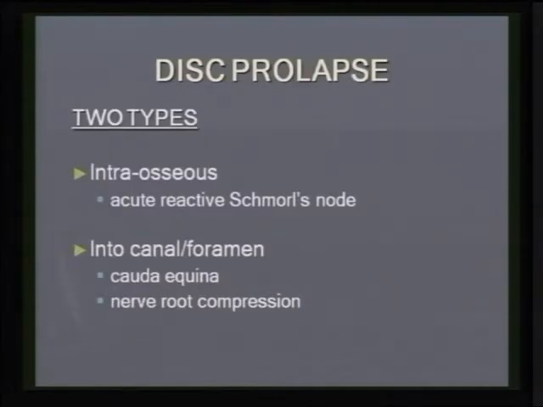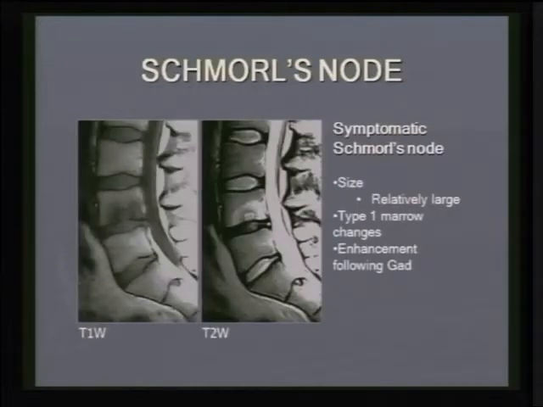We're going to move on and talk about disc prolapse, two types in relation to low back pain. Relatively uncommonly, we can have an acute reactive Schmorl's node penetrating the end plate into the marrow cavity and resulting in acute low back pain. Much more common in practice is the disc prolapse into the spinal canal, resulting in either cauda equina or nerve root compression. This is an example of an acute Schmorl's node at the L4-L5 level, and this also illustrates another problem.